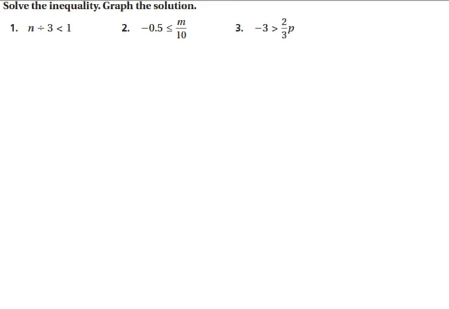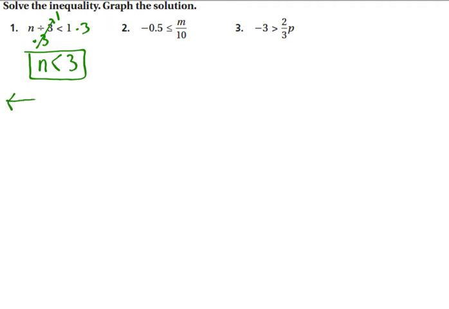N divided by 3 is less than 1. We need to undo the division by 3. We can do that by multiplying by 3. Multiply by 3 and divide by 3 become 1. So 1n is less than 3. We get n is less than 3 as our solution.